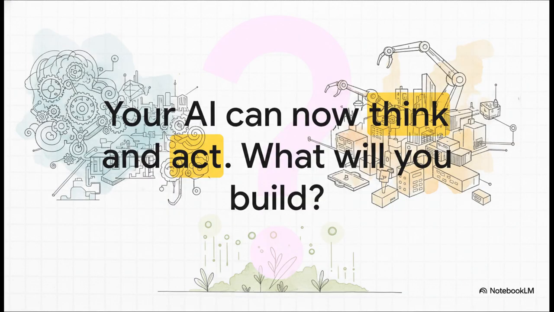So, we've seen how to take our AI from a simple text generator to a system that can reason with Chain of Thought and take action with the ReAct framework. We've literally given it the ability to think and to do. So the only question left is, with these incredible new superpowers, what are you going to build?